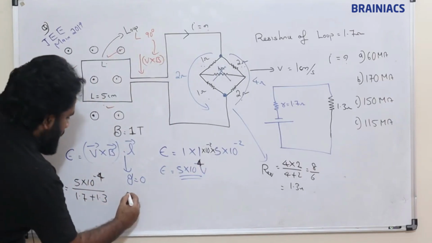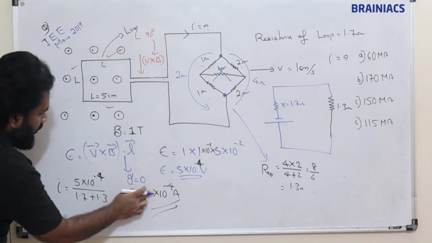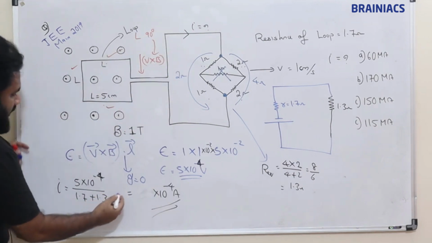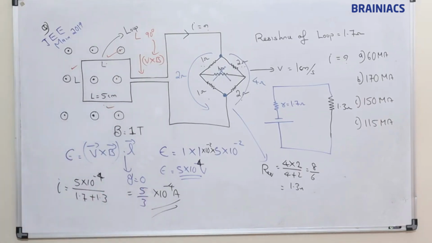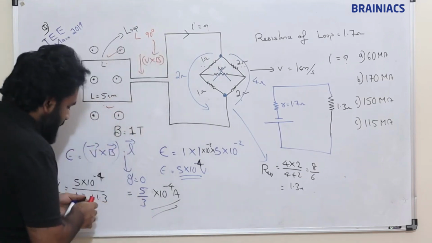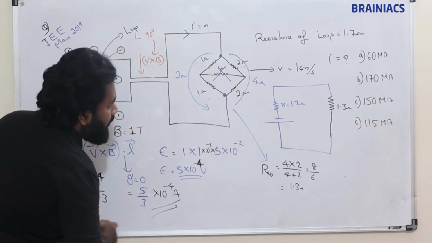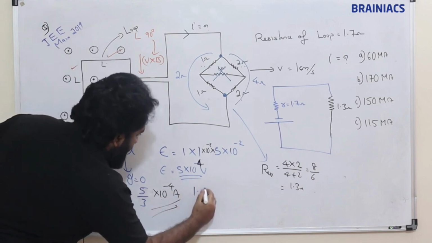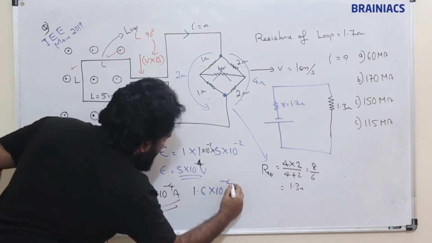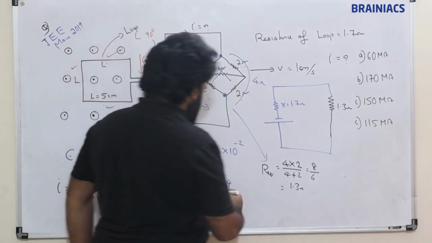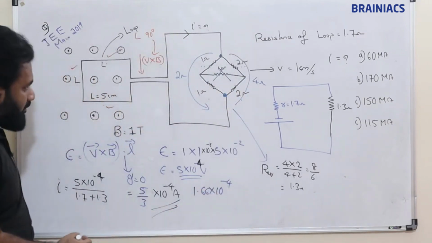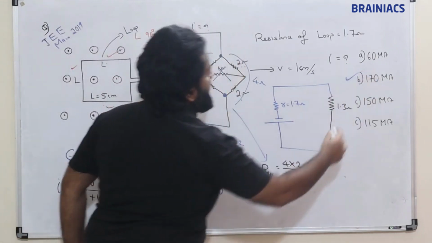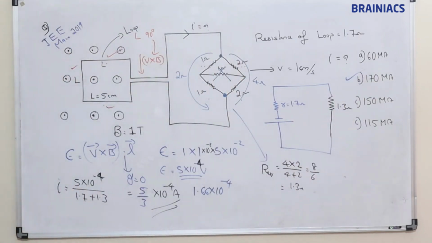So this is going to be how much? This is 3, 5 by 3. 5 by 3 means around 1.6 into 10 raised to minus 4 will come. So 1.66 into 10 raised to minus 4 will come. That we can approximate to option B. Okay, clear? That is the answer.